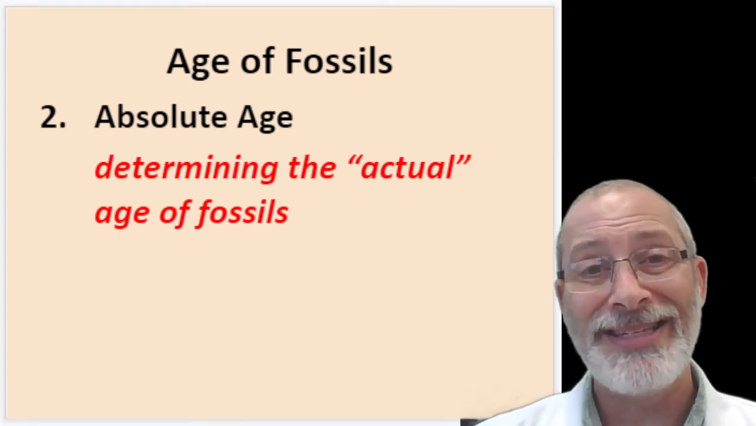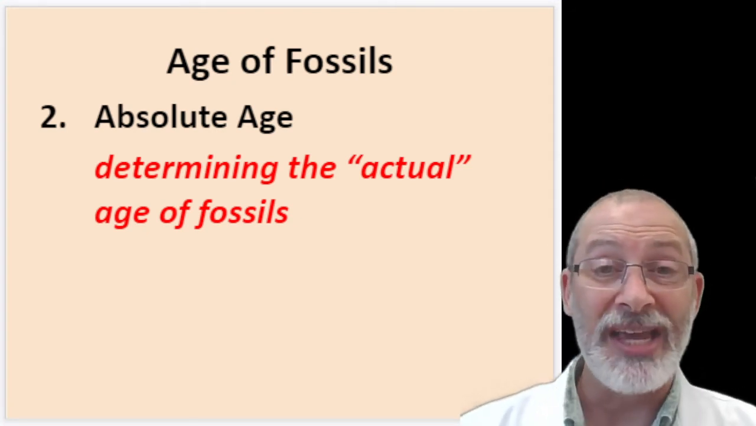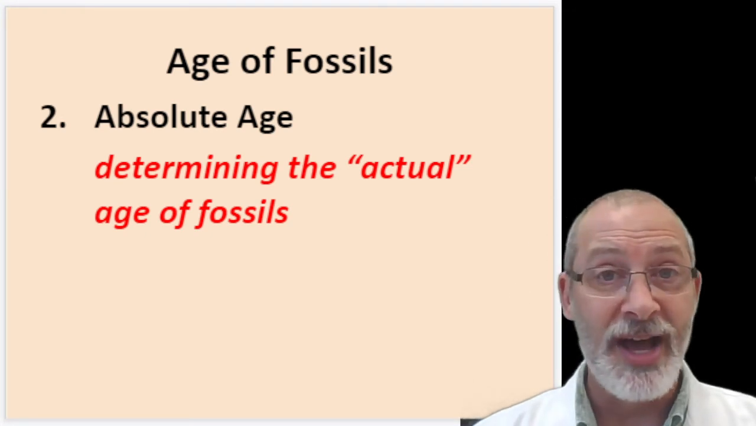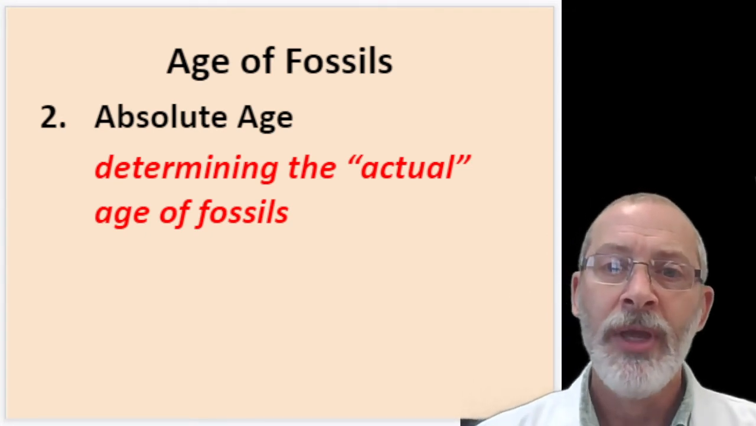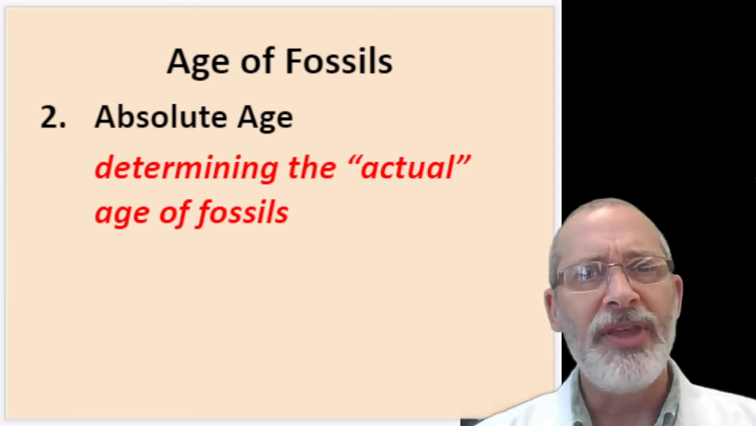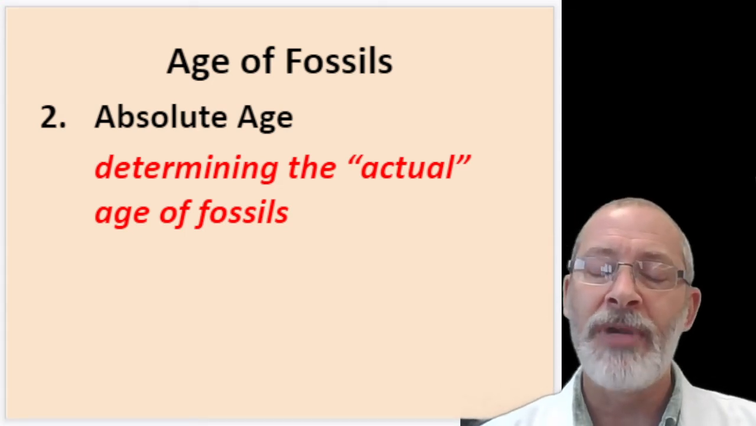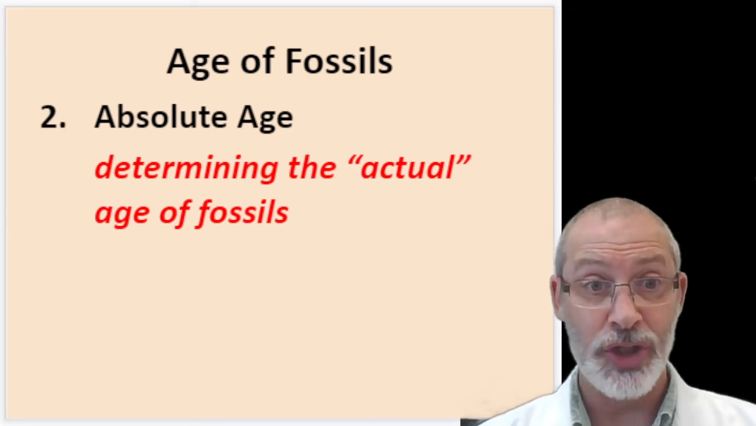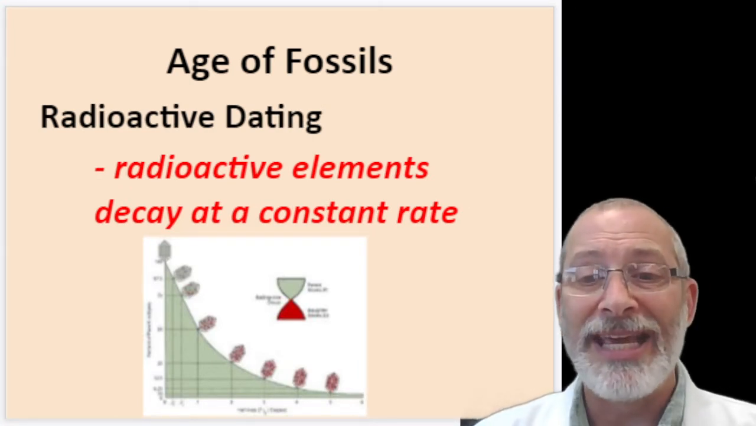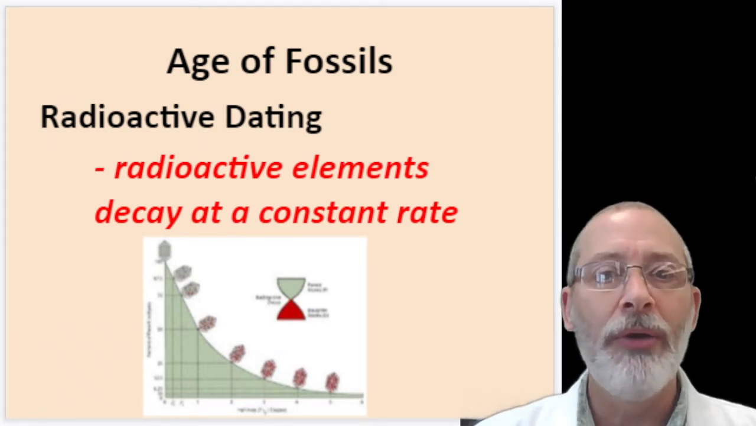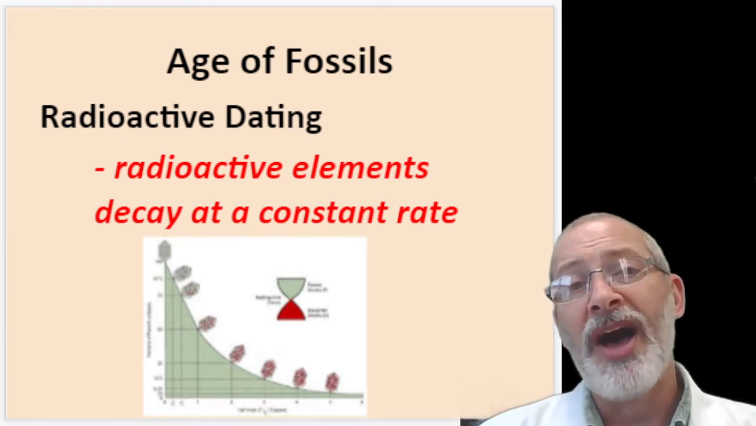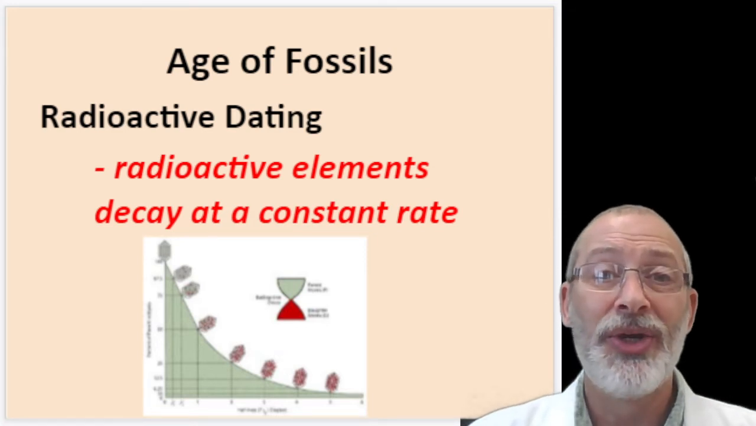Now, when we say that, we're not exactly talking about a precise birth date, on a given day of a given year, at a specific time, like we know our own absolute ages. But absolute age with fossils can narrow down the actual age of a fossil much more precisely than just looking at relative age. Let's go further here. It is based on what is called radioactive dating. What is that? Well, radioactive dating utilizes radioactive elements and the knowledge that they decay at a constant rate.